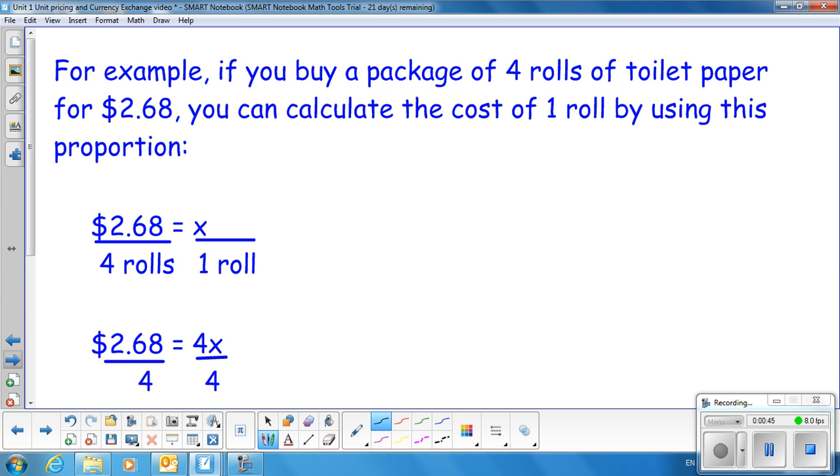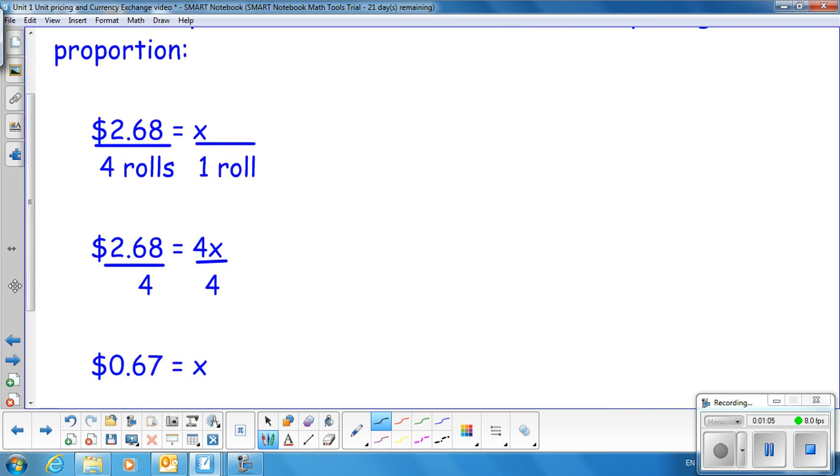$2.68 over 4 rolls equals x over 1 roll. Remember that you need to keep your dollars in the top and the number of rolls in the bottom. Cross multiplying will give us $2.68 equals 4x. Divide both sides by 4, and we have that each roll costs 67 cents.